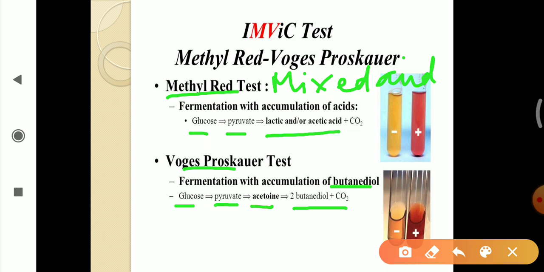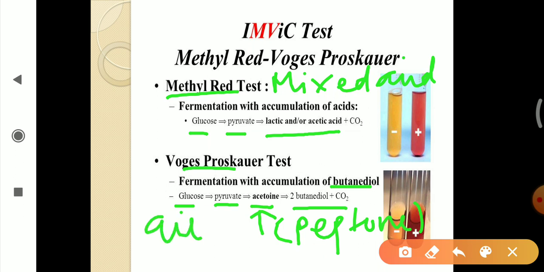So here the acetoin will react with the guanidine nucleus of arginine that is present in the peptone, because our GPB broth also consists of peptone that provides a multi-nutrient source. So in the peptone there is a structure that consists of the guanidine nucleus of arginine, and it will react in the presence of air and alkali.